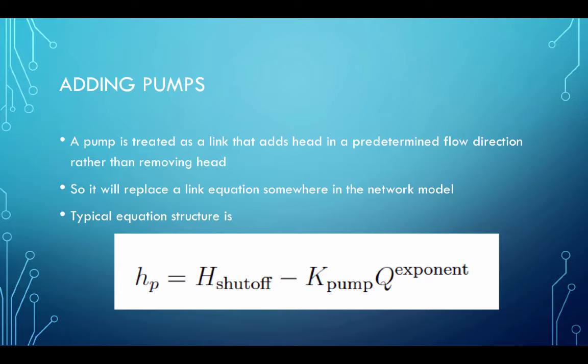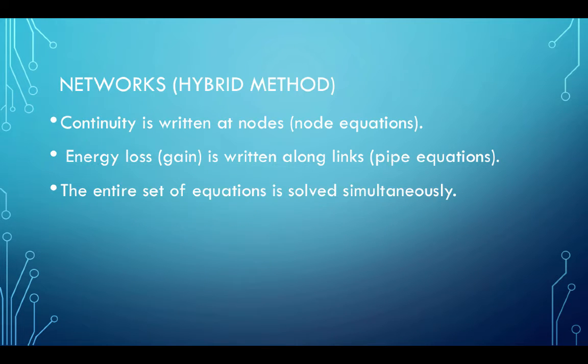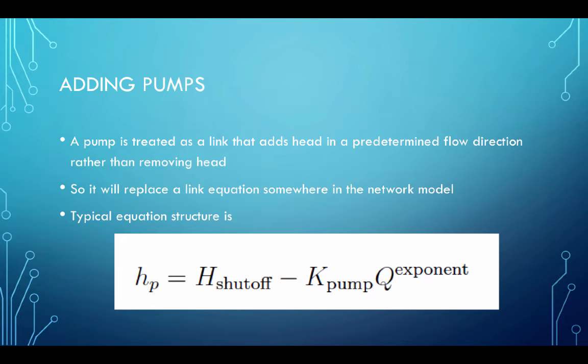If we want to add pumps to our system, a pump is treated as a link that adds head in a predetermined flow direction rather than removing head. If we recall this picture, usually we have head loss in the direction of flow, but that link could instead be a pump, and instead of causing a head loss, it's going to cause a head gain in the direction of flow. And the major change is going to be how that equation is represented.